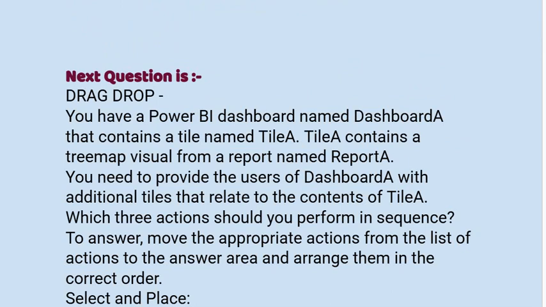Question is drag and drop. You have a Power BI dashboard named Dashboard A that contains a tile named Tile A. Tile A contains a tree map visual from a report named Report A. You need to provide the users of Dashboard A with additional tiles that relate to the contents of Tile A. Which 3 actions should you perform in sequence? To answer, move the appropriate actions from the list of actions to the answer area and arrange them in the correct order.